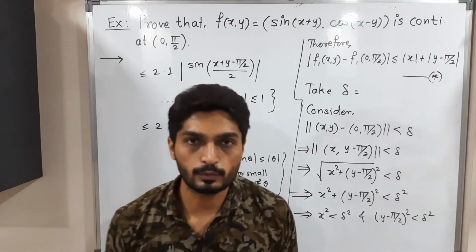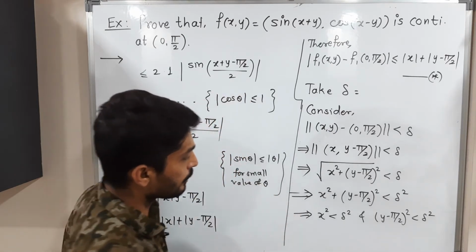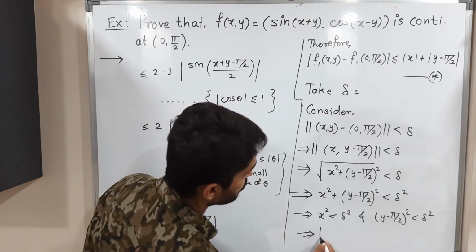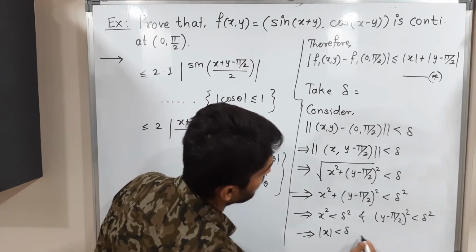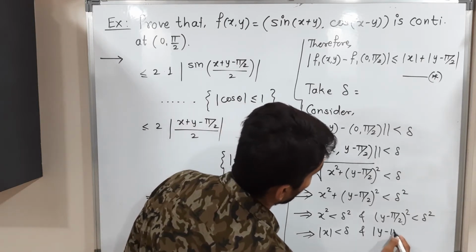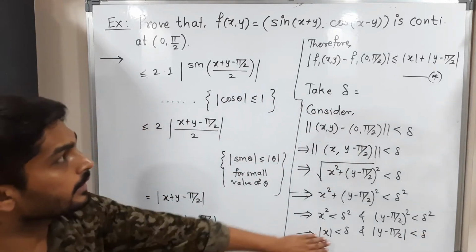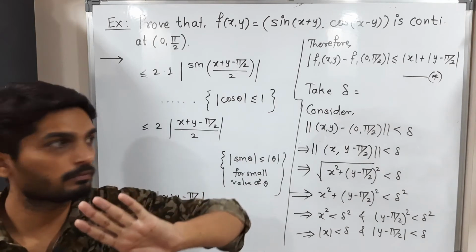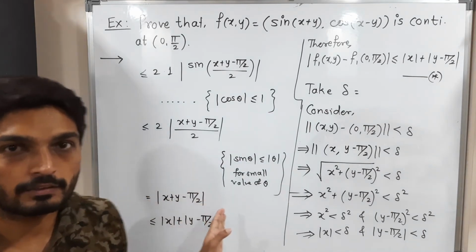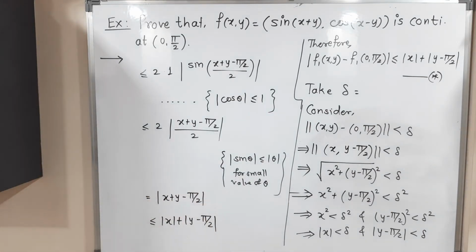Can you tell me the next step? Yes, obviously we'll take the square root of both sides, the positive square root. So this is mod x less than delta and mod y minus pi by 2 less than delta. Okay, so let us use star now. But before that, please make a screenshot of it and then we will go further.